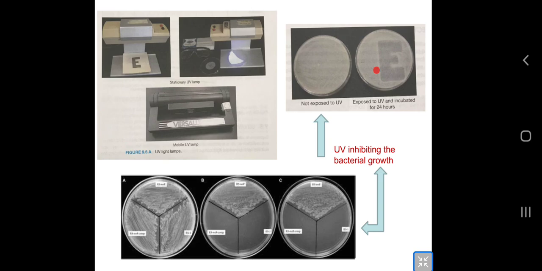But bleach, you cannot use it on the body. Bleach is for non-living things. So formalin, non-living things. You see, those are things which we need to remember.